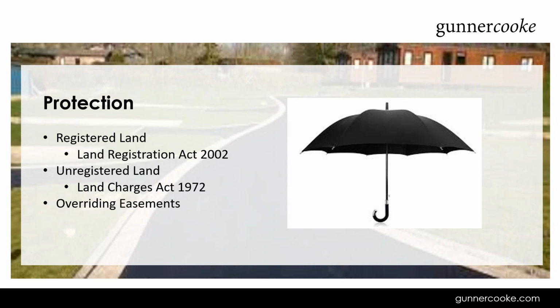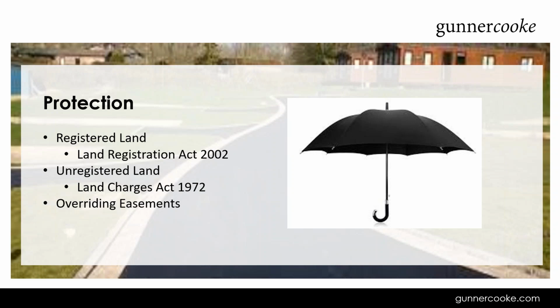Looking then at your protection, where are you going to find these? If you've got registered land, the Land Registration Act tells you what you need to do to register these. I'm not going to get into that in too much detail today. Safe to say that essentially you need to make sure that they are noted in some way on the register. If you are dealing with unregistered land, then you are still dealing with the Land Charges Act 1972, and what you would be looking at is a D3 land charge, and that is something that obviously needs to be checked when dealing with the conveyance of any land.